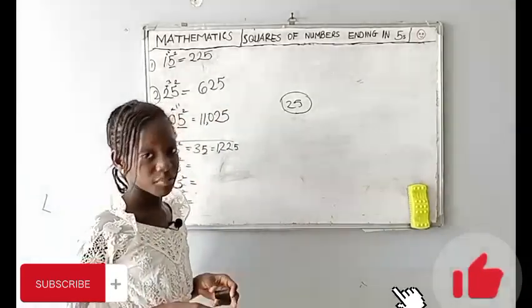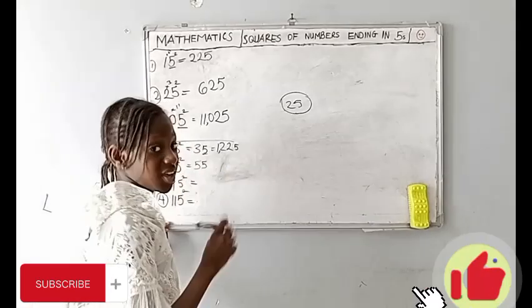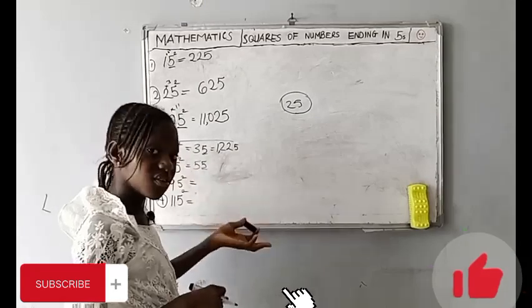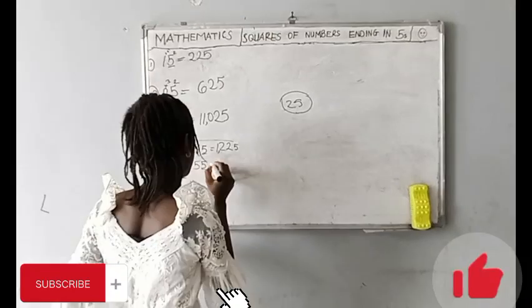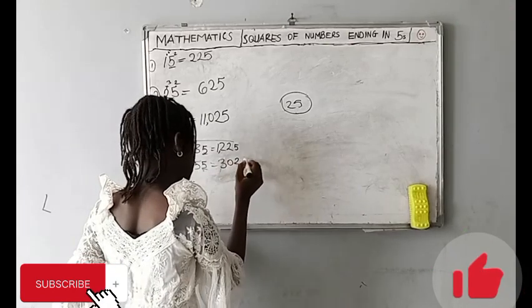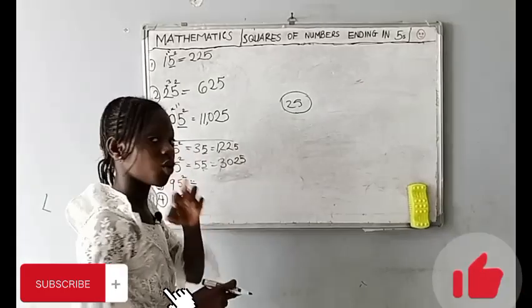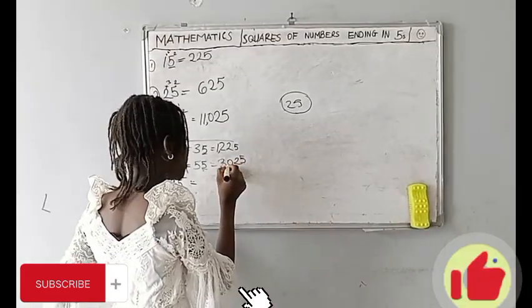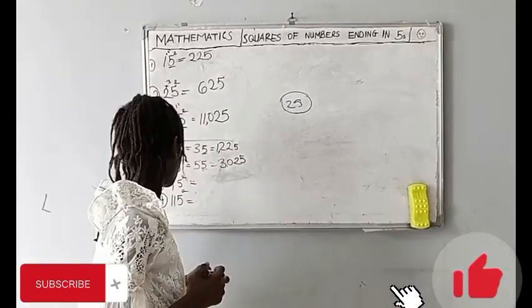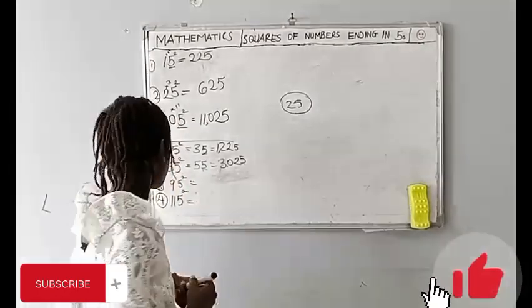Now, let's find number 2. Number 2 says find 55 squared. Firstly, mark out a 5. Then we multiply 5 by the successive number. 5 times 6 is 30. Then 5 squared is 25. Always count this. After 3-digit numbers, there's always a comma. 1, 2, 3. 55 squared is 3025. Did you get it? Let's find these other two. Make sure you got it.